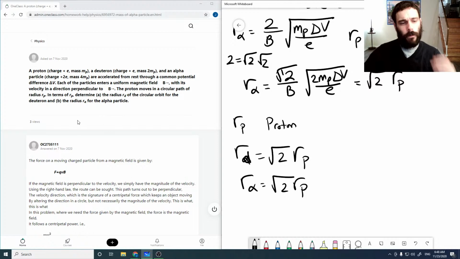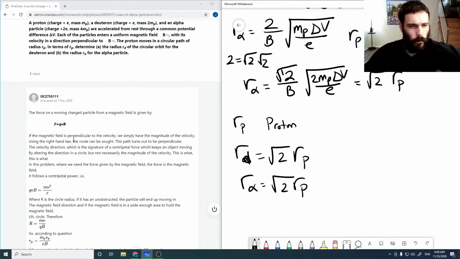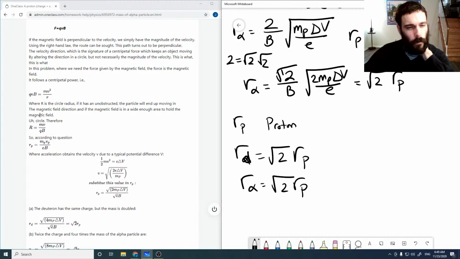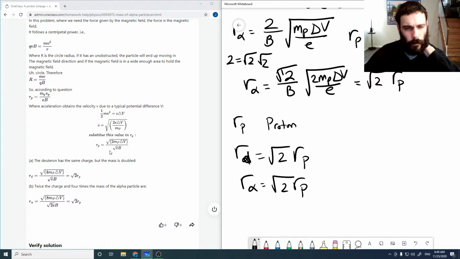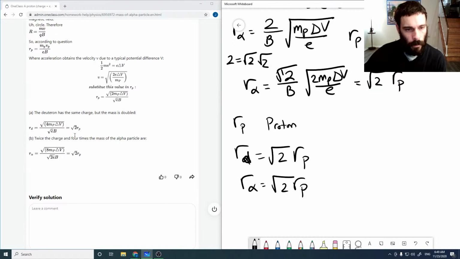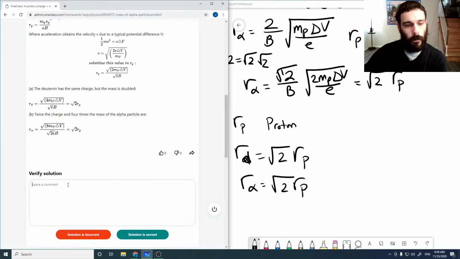Okay, so now if we check the solution here, the B field force has to be equal to our centripetal force. So then we can solve for R, which is the expression we got for our RP, a little bit differently arranged. But then using that, we get for the deuteron root 2 RP, and for the alpha particle root 2 RP, which looks good. So the solution is correct.